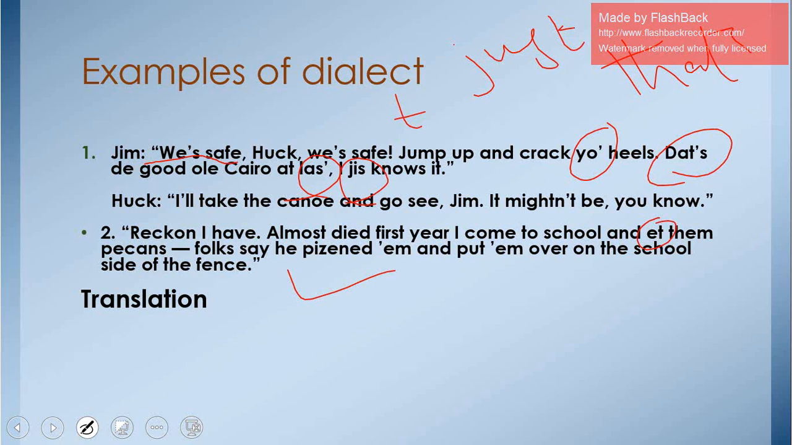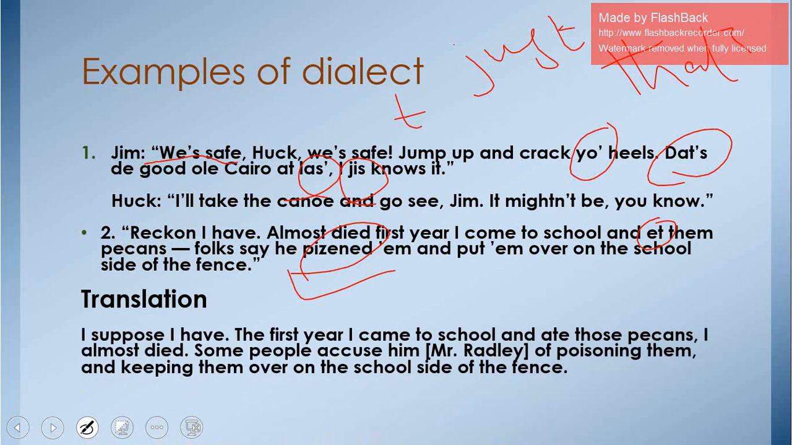Pecans, fox say he. Okay, instead of saying poisoned, peasant, it's the uneducated class who is using the language, and the dialect difference is on the basis of the education, on the basis of the social class, and put them over on the school side of the fence. So much reduction, so many mistakes. Now you sometimes even need translation into the standard variety to understand dialects, because sometimes some dialects are very thick and diverged from the standardized varieties.